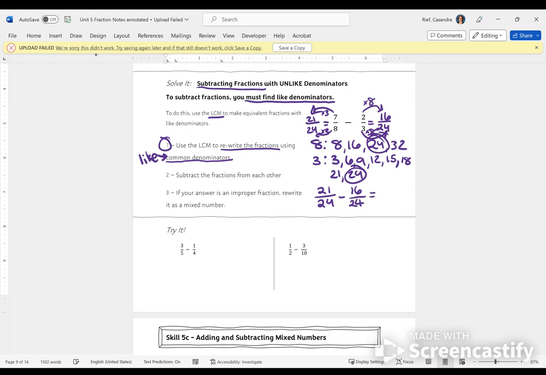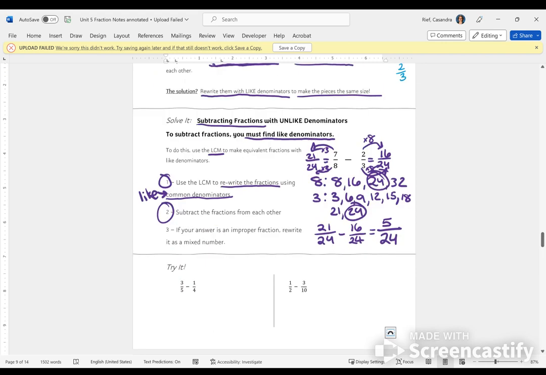All right, I'm going to use the count up strategy. 16, 17, 18, 19, 20, 21. That's 5 pieces. And then I'm working with 24ths. So that's step 2. Once they have common denominators, the subtracting is pretty easy.